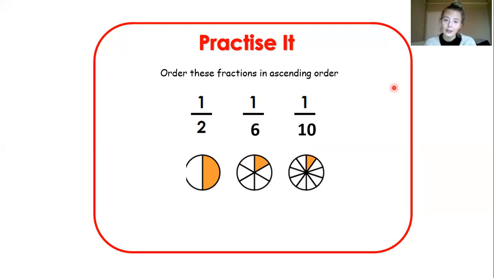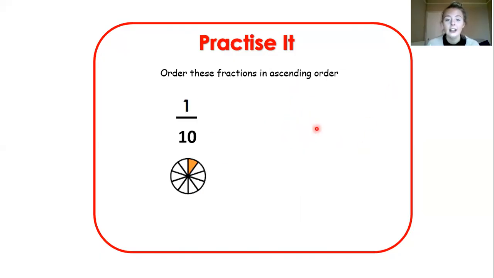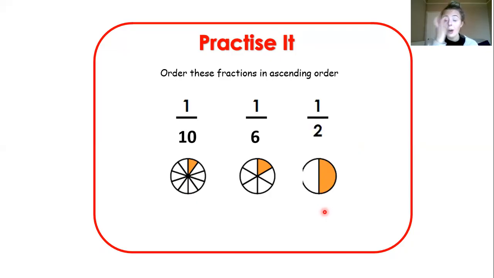Okay, then hopefully you started with the smallest fraction. And we know the smallest fraction is the fraction that has the largest denominator. Our largest denominator is 10, isn't it? So we start with 1/10. And then the next one isn't the largest fraction, but it is larger than 1/10, 1/6. And then the next one, the largest fraction of all, which has the smallest denominator, is 1/2.